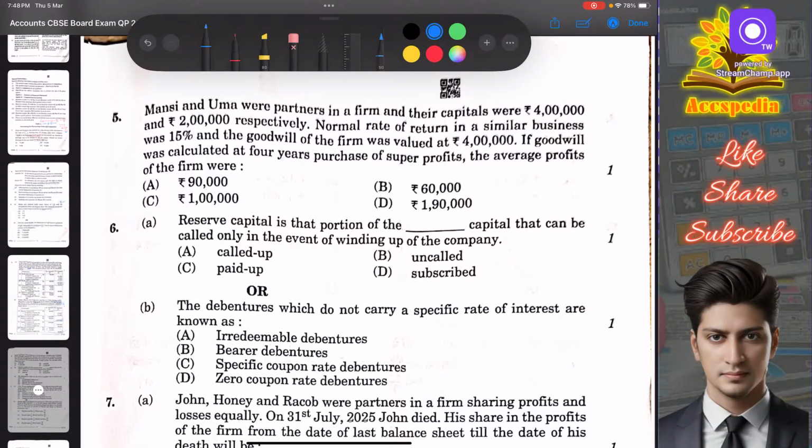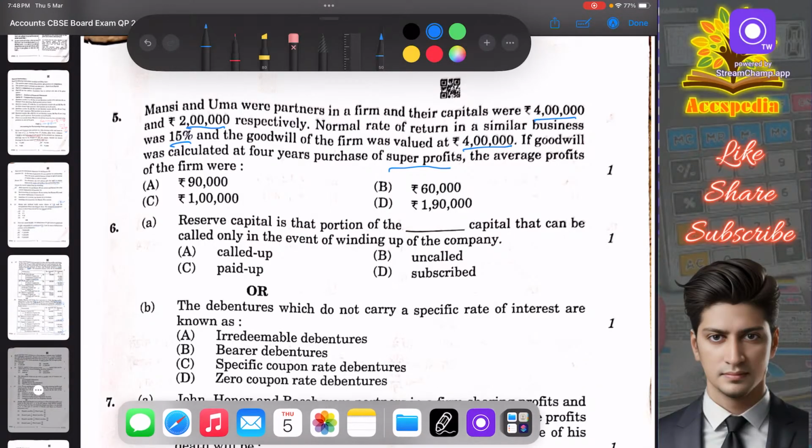Manshi and Uma were partners in a firm and their capitals were 4 lakh and 2 lakh respectively. NRR is 15%. Goodwill of the firm was valued at 4 lakh. If the goodwill was calculated at 4 years purchase of super profit, what is the average profit? So they are asking us to calculate average profit. So the goodwill is 4 lakh, calculated at 4 years purchase of the super profit.